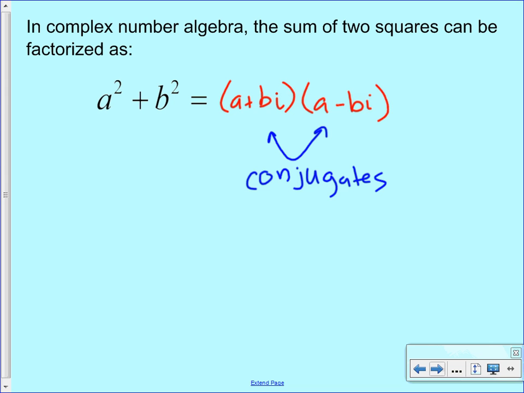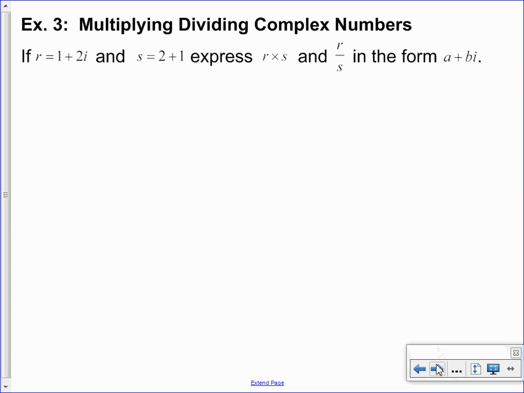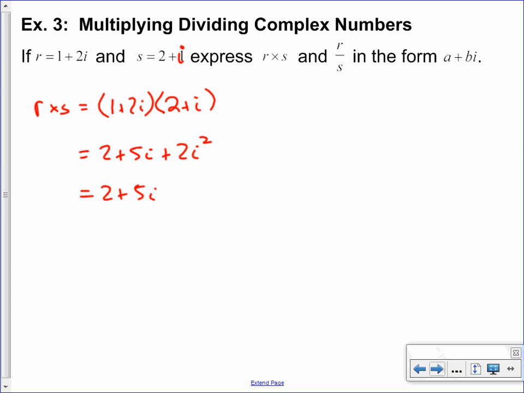All right, so here we go. There's r and s again. Find r times s and r divided by s in the form a plus bi. r times s is equal to 1 plus 2i times 2 plus i. When you FOIL it out, you get 2 plus 5i plus 2i squared. And i squared is -1, so that's not a plus 2, that's -2.